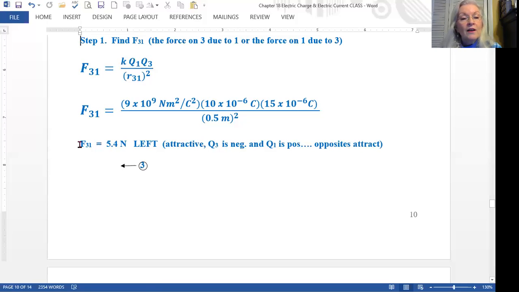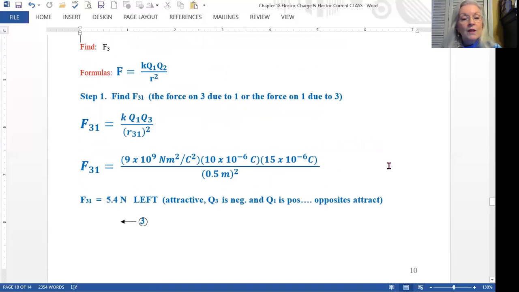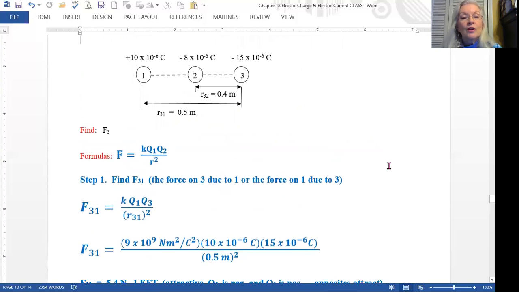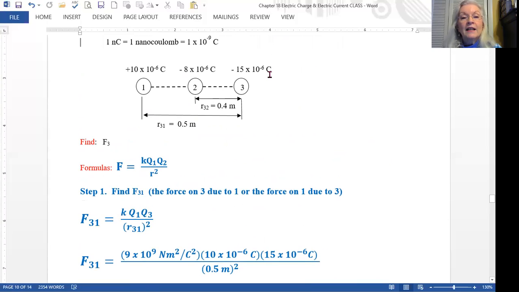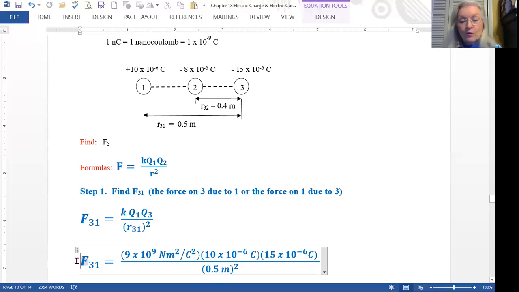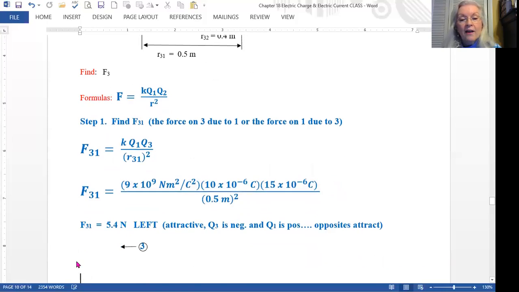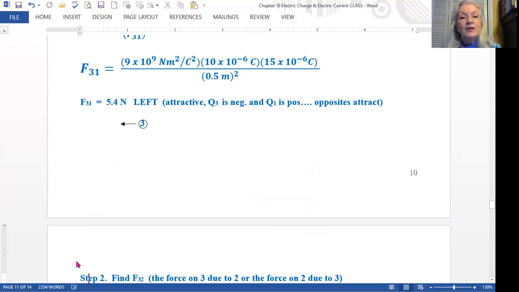All righty, so what's our answer? 5.4 newtons. Well, how do I know which way it goes? Well, what we're doing is we're talking about what happens to charge 3 because of charge 1. So if you go back to our drawing, what does charge 3 do because charge 1 is there? Charge 3 is negative. Charge 1 is positive. They will attract each other. That means charge 3 would be pulled left because charge 1 is there. So we know F31 points left. Opposites attract.